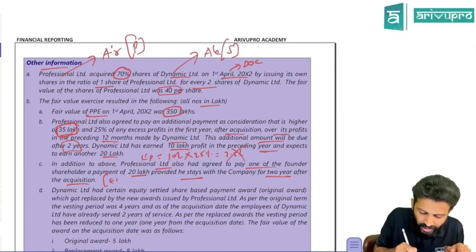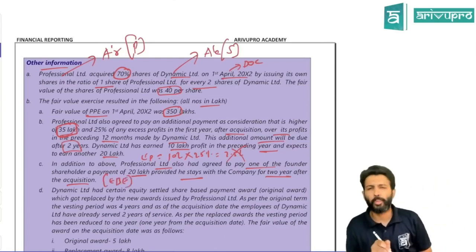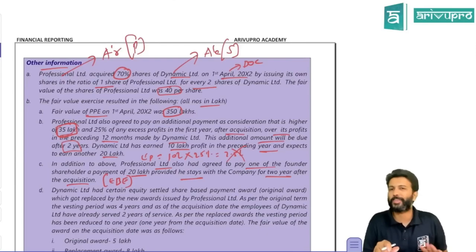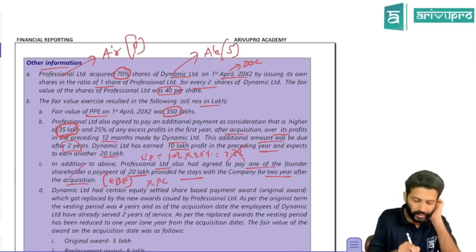That means, is this PC? No, this amount is given for service. That means this is an employee benefit expense. So book it as employment benefit expense. Don't book it as PC. This will not form part of PC. Okay. So this is not PC, so we don't need this.